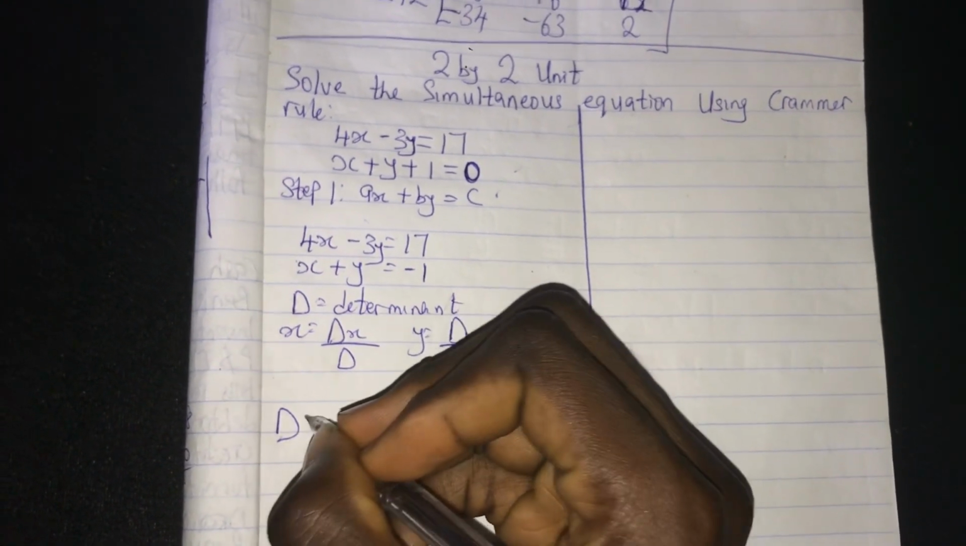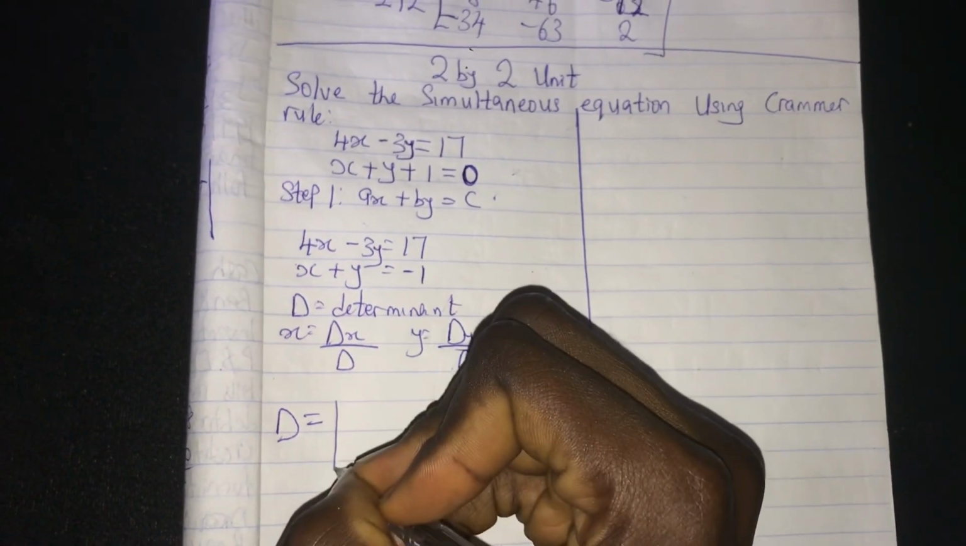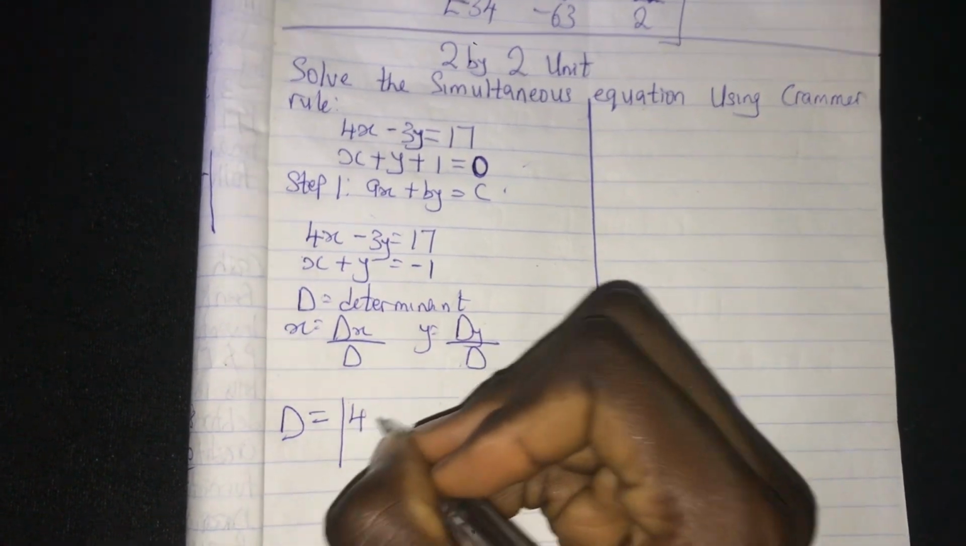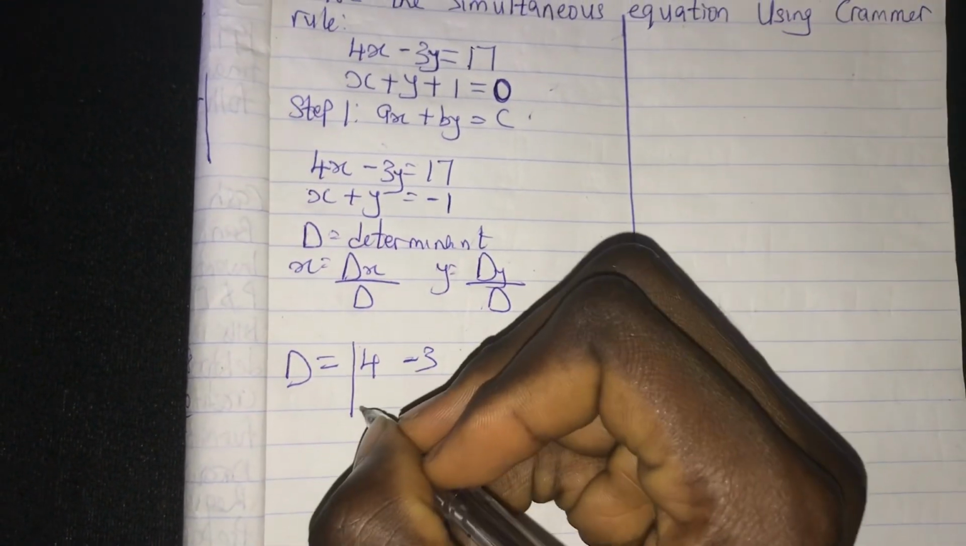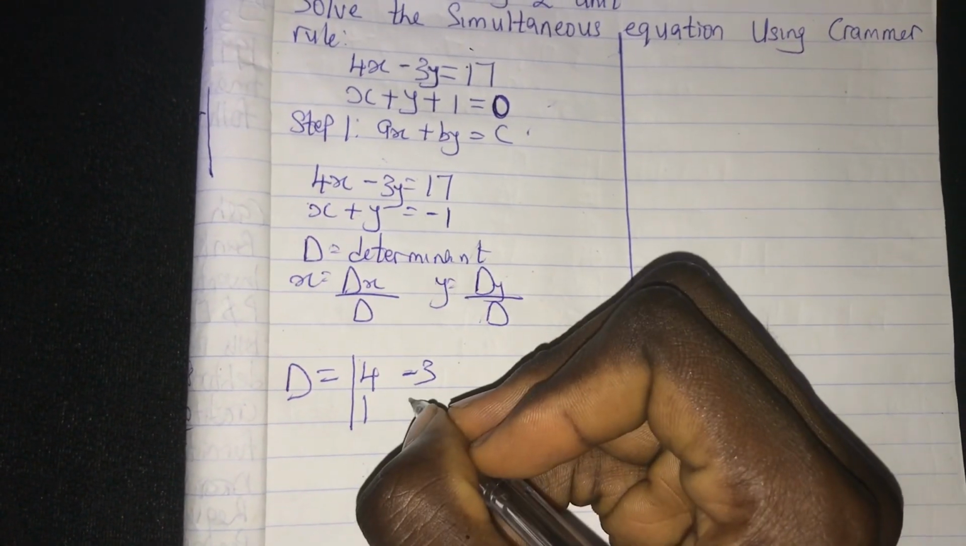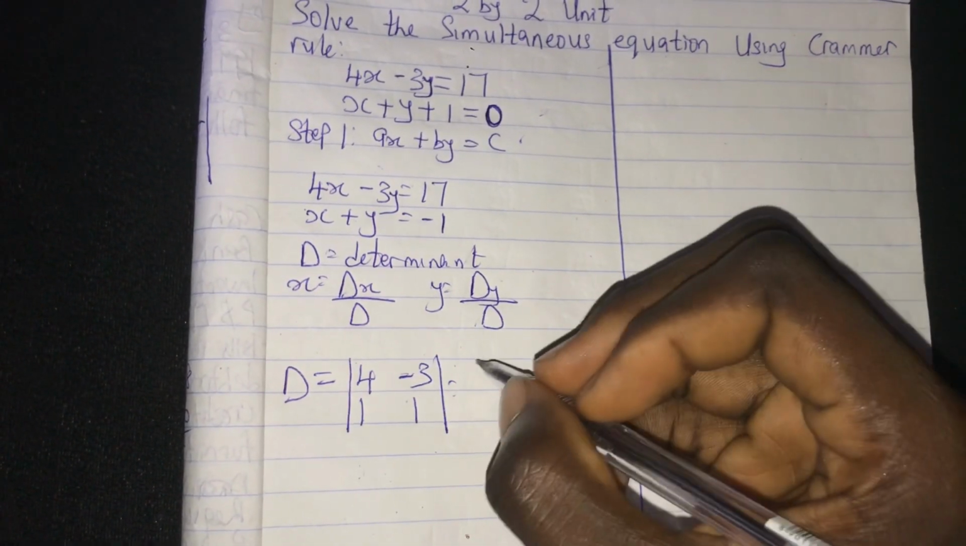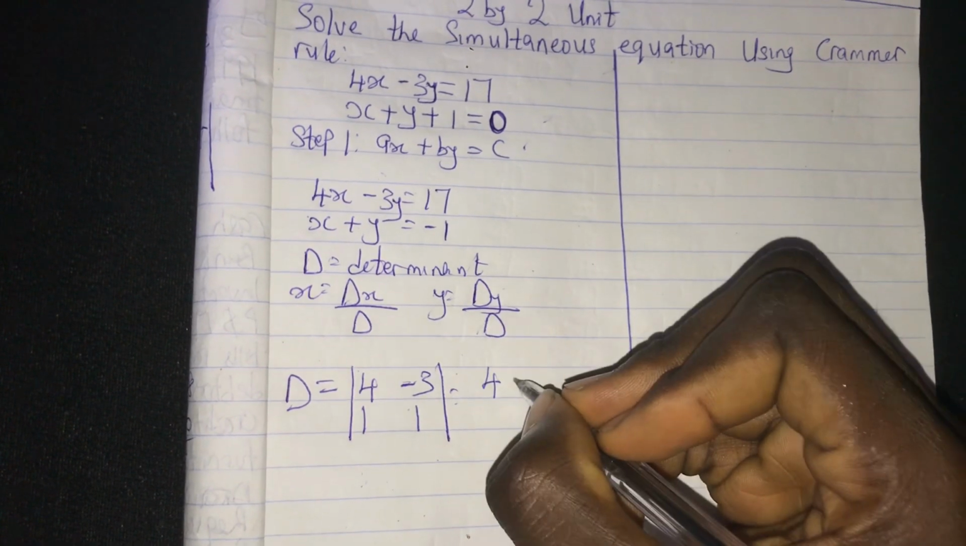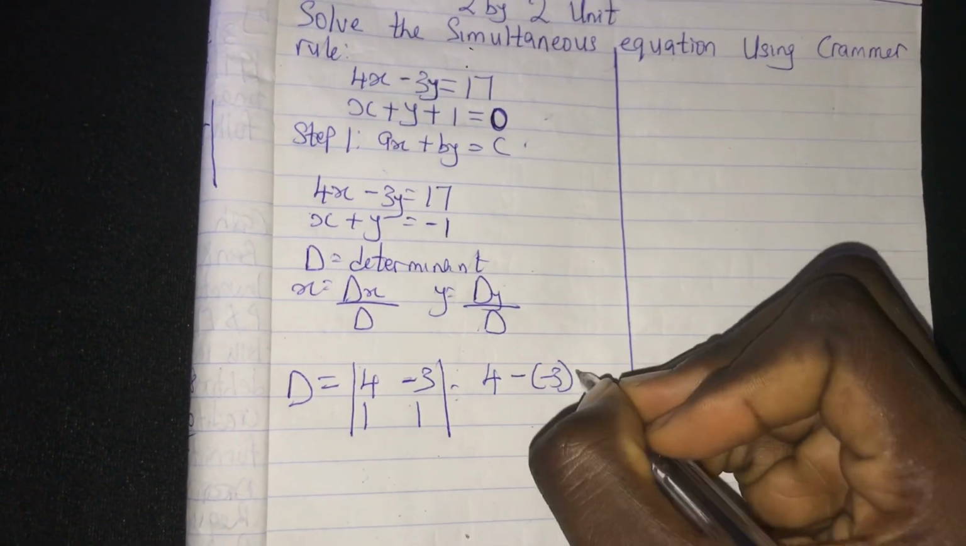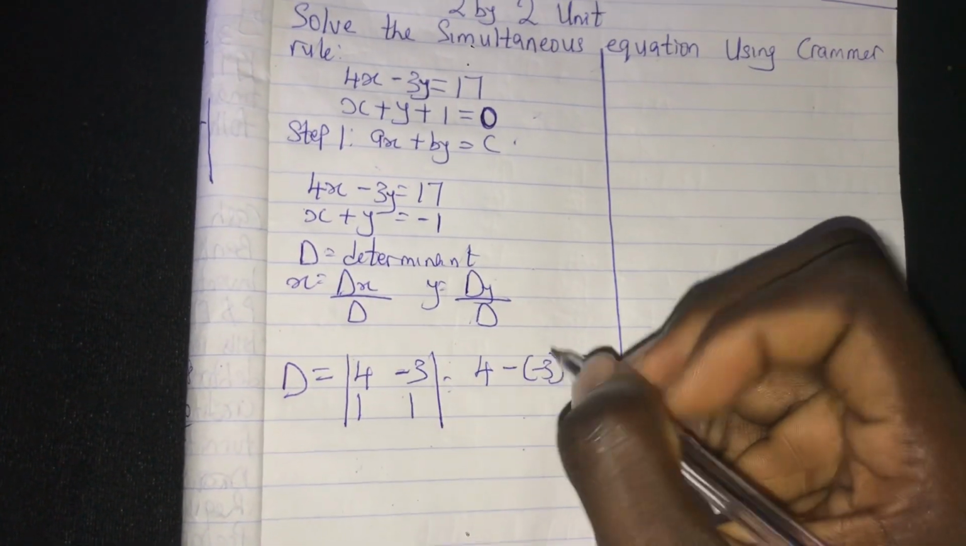Therefore, our D here is equals to what? 4, minus 3. You write the coefficient of each and every one of it. So we already know how to do this. So this gives us what? 4 negative 3, and that is what? 7. So we have gotten our determinant.